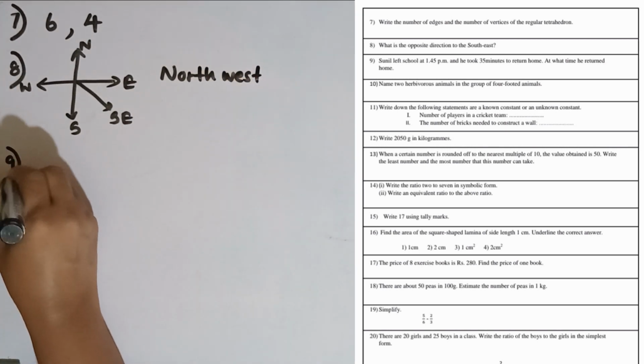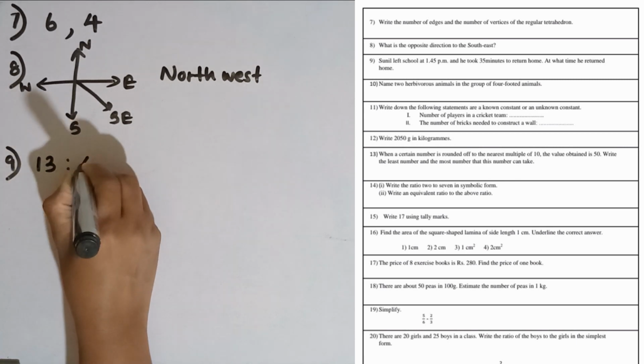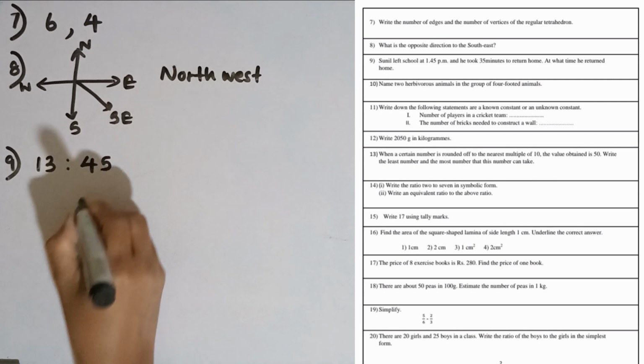Question number 9. Sunil left school at 1:45 p.m. and he took 35 minutes to return home. At what time did he return home? We have to write it in the standard form, 13:45. Then we have to add 35 minutes here.